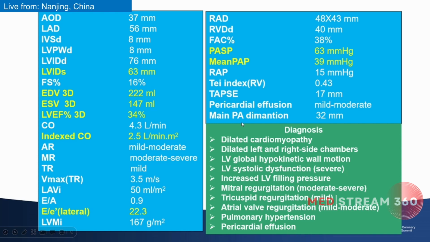Above all, we give the final diagnosis. The patient has dilated cardiomyopathy, with dilated left and right side chambers, LV global hypokinetic wall motion and LV systolic severe dysfunction with increased LV filling pressure. There is moderate to severe functional mitral regurgitation combined with mild functional tricuspid regurgitation, pulmonary hypertension, and pericardial effusion. That's all, Prof. This is all the information for this patient.